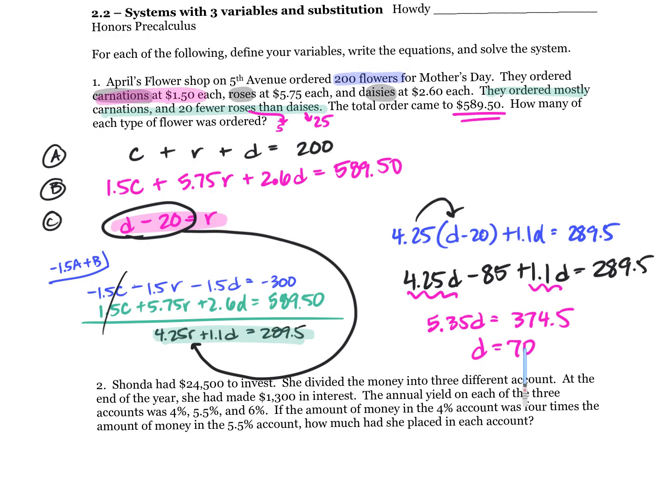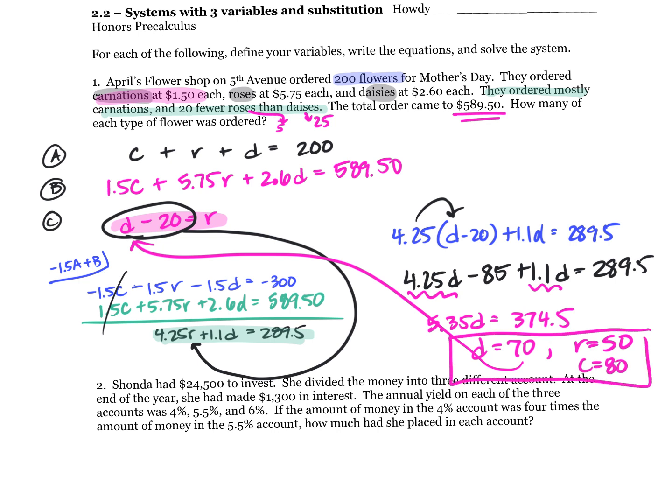If I got D is 70, what'd you say, Ritzy? R is 50. Then you're saying, all right, go plug that right in here. Okay, if D is 70, then my roses, I'm going to have 50 roses because 70 minus 20 is 50. I'm glad that you figured that out. How am I going to figure out how many carnations I got? 200 minus this. 70 plus 50 is 120. Therefore, how many carnations did I get? Awesome. Again, I wanted those numbers to come out nicely. That's why we're paying so much per rose.